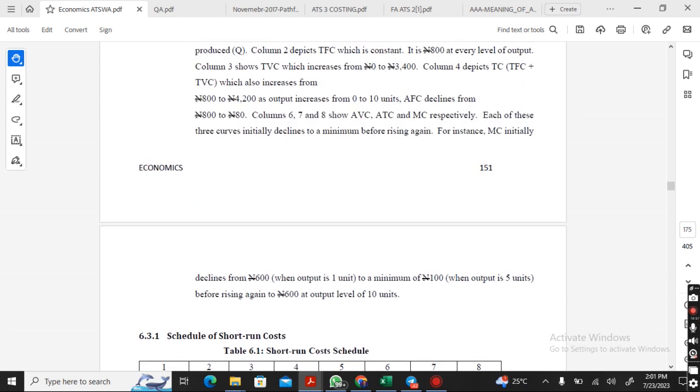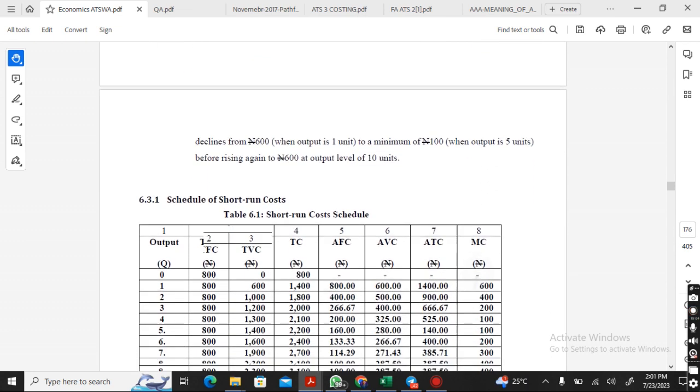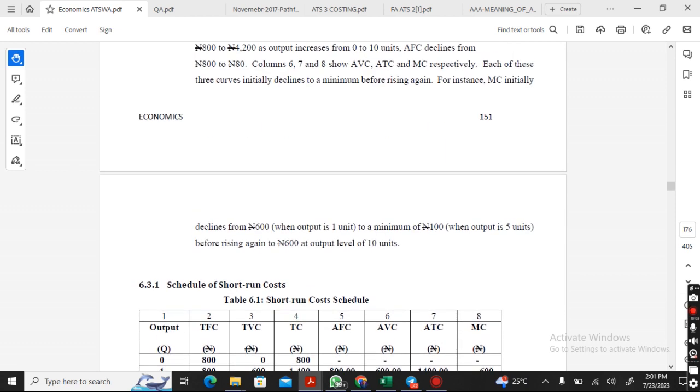Now, average fixed cost declined from 800 to, you can see, 80. 800 to 80.